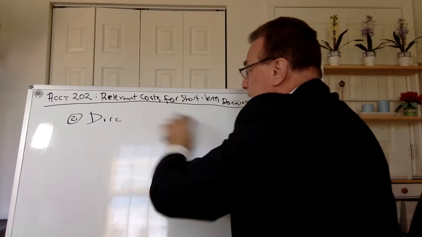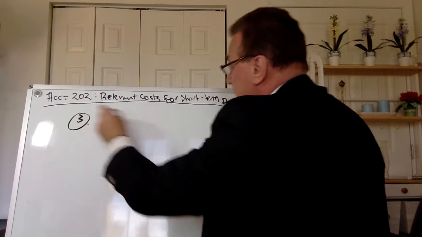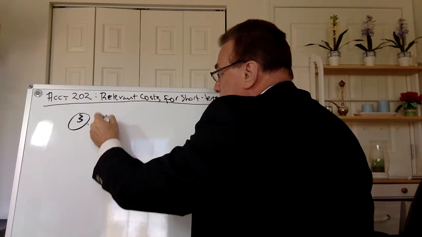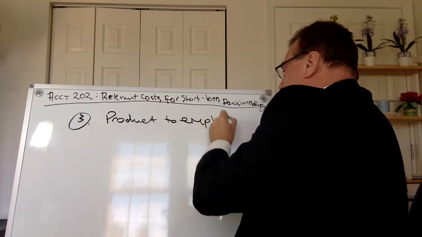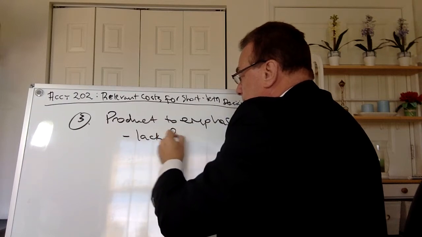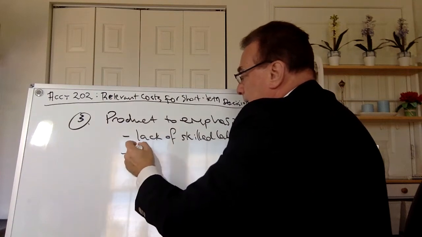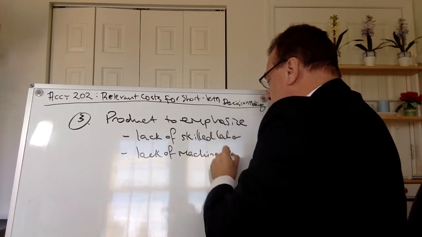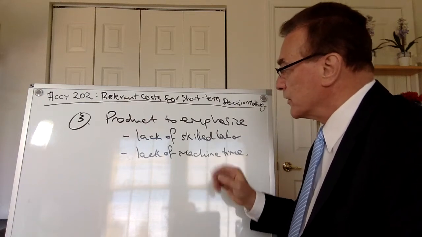Okay, so then we get to the third topic of this short-term decision-making video, and that is which product to emphasize when you have constrained resources. Now, the constrained resource could be a lack of skilled labor, or it could be a lack of machine time. Maybe they don't have a machine large enough to cover all of the manufacturing that they have to do, and so you've got to determine which one to emphasize.